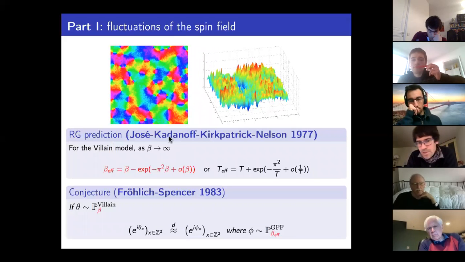So, for example, in this paper by Rosset, Kadanoff, Kirkpatrick, and Nelson, which was very influential in 1977, they ran two approximations of this system.